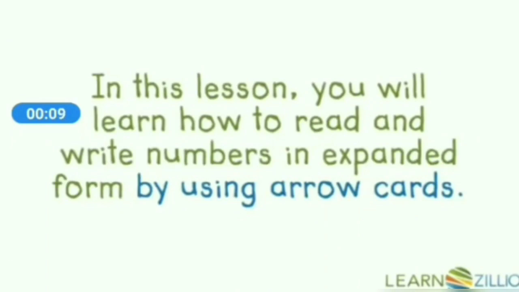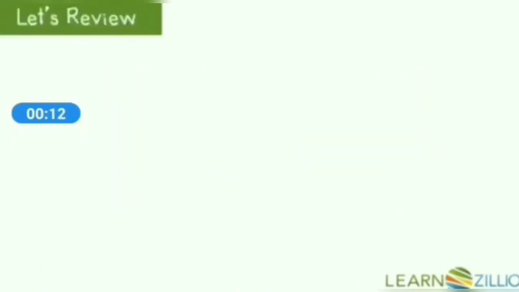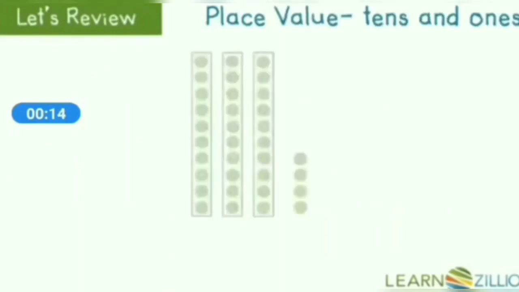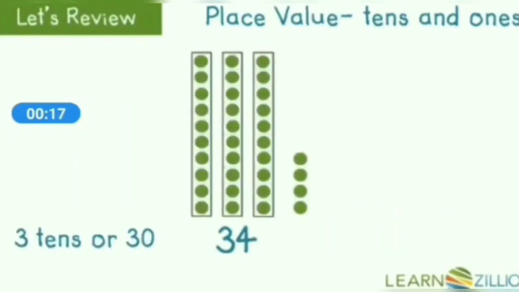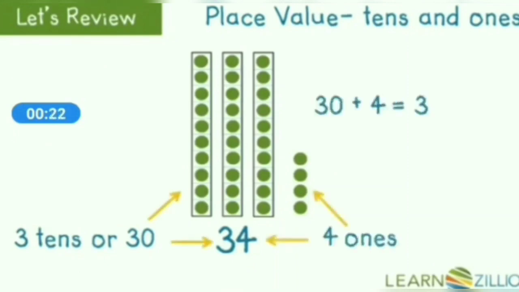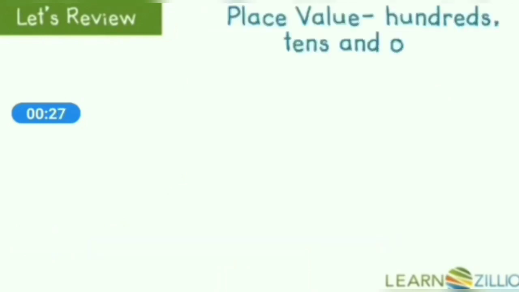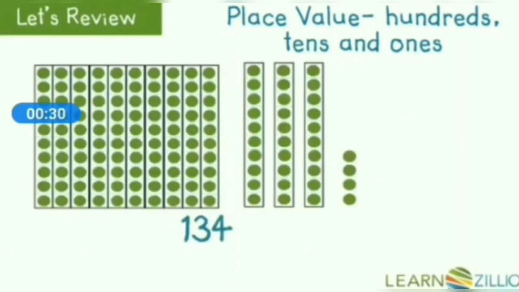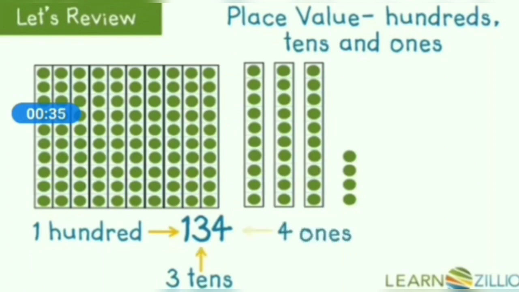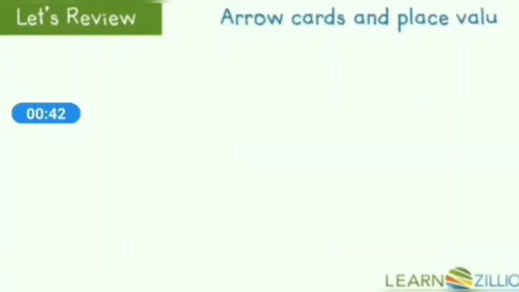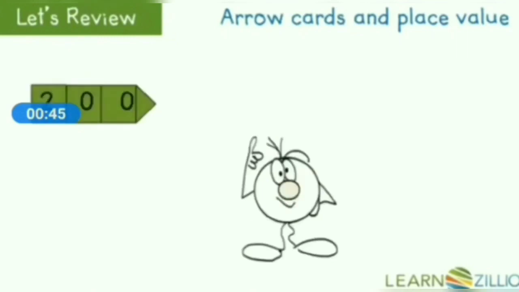In this lesson, you will learn how to read and write numbers in expanded form by using arrow cards or Maan cards. Children, yesterday we learned to find the place value with the help of base 10 blocks. Here are the 30 blocks, here are the 4 blocks, 34. Place value by 100, tens and ones. Here we have the 100 blocks, here 30 blocks, here 4 blocks, 134 blocks.